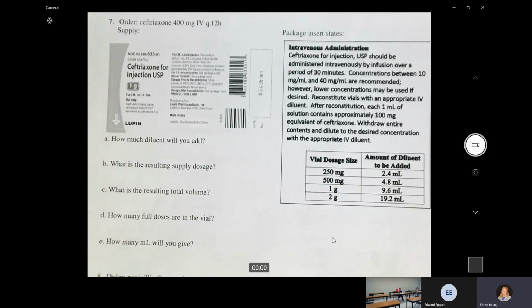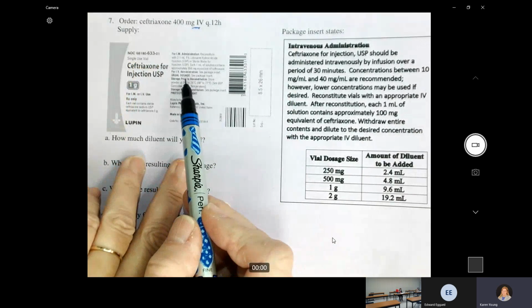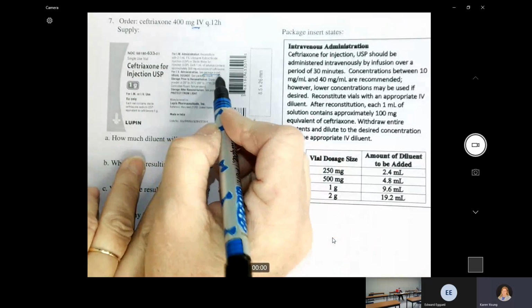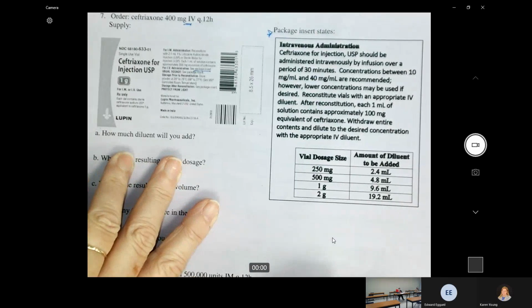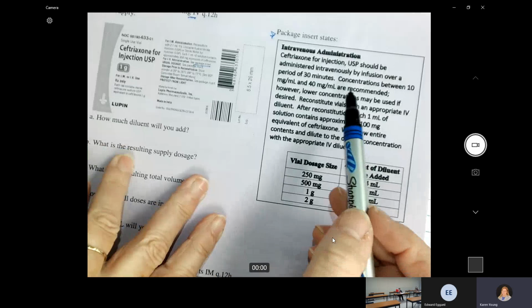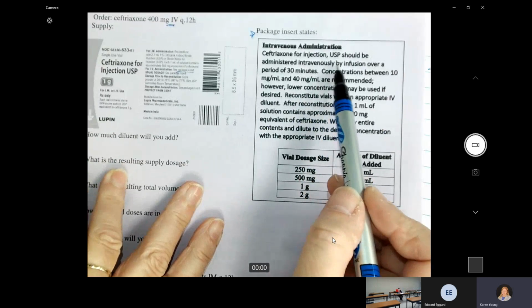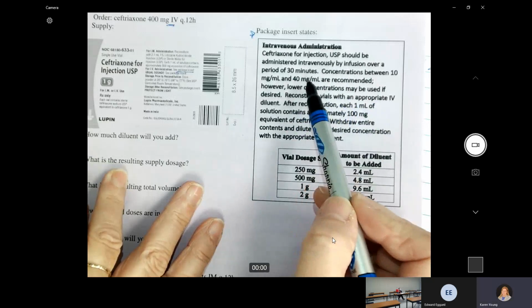All right, so I have an order for ceftriaxone of 400 milligrams. It's ceftriaxone for injection, given IV, and it says for IV administration, see package insert. So here's my package insert. It says for intravenous administration, ceftriaxone for injection, USP, should be administered intravenously by infusion over a period of 30 minutes.